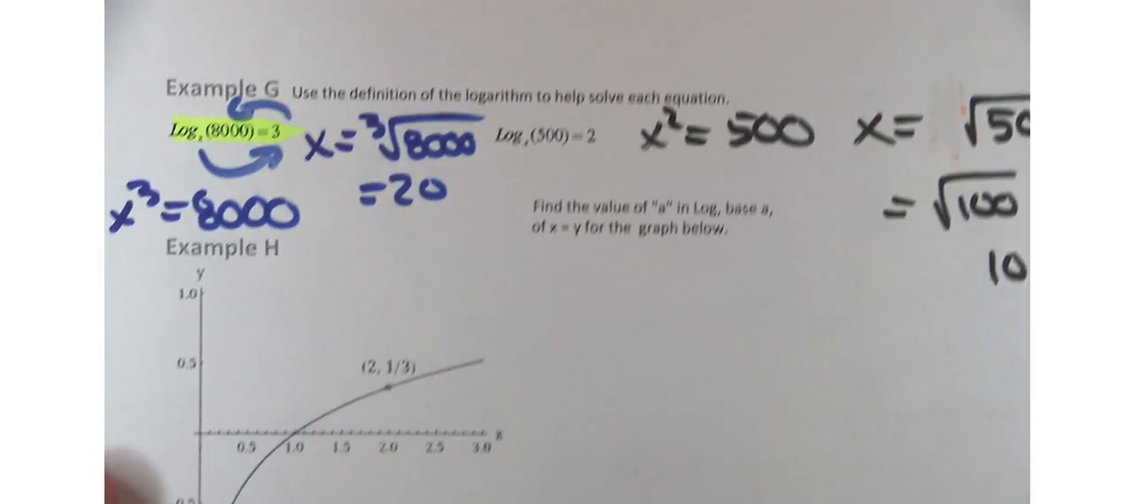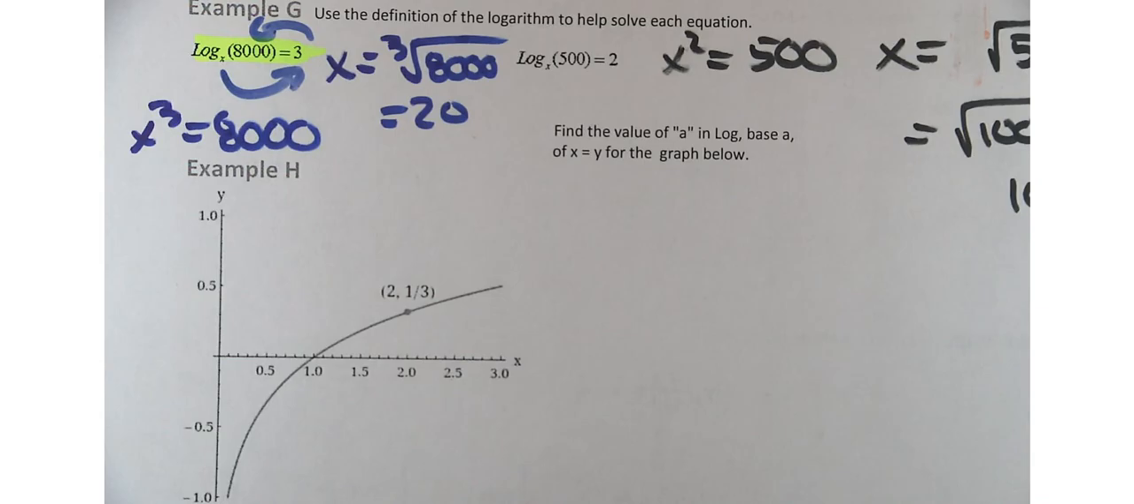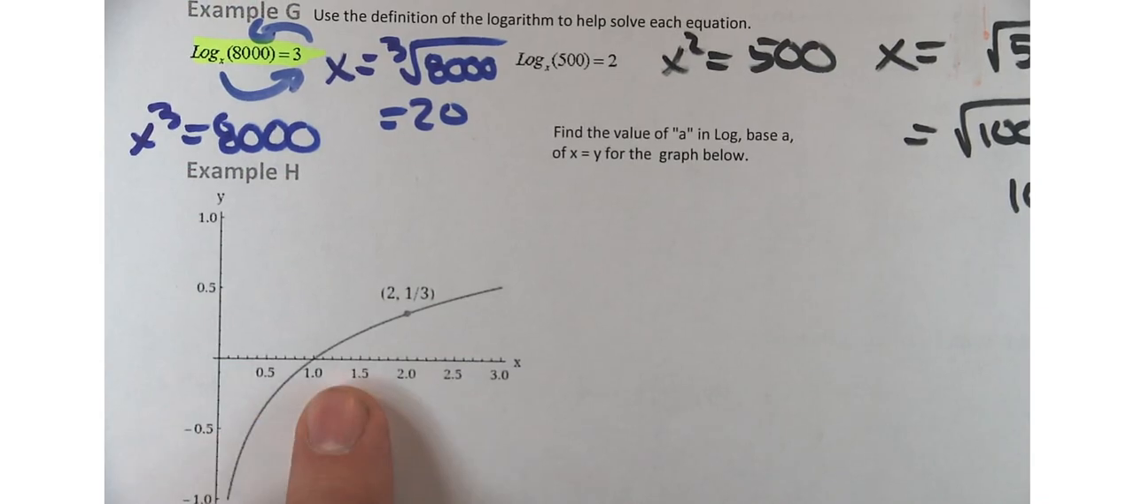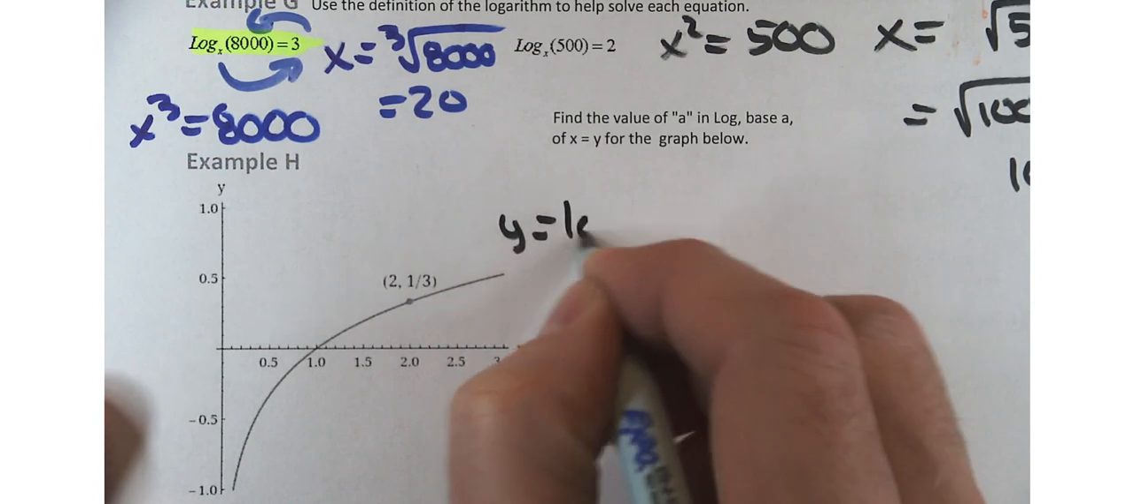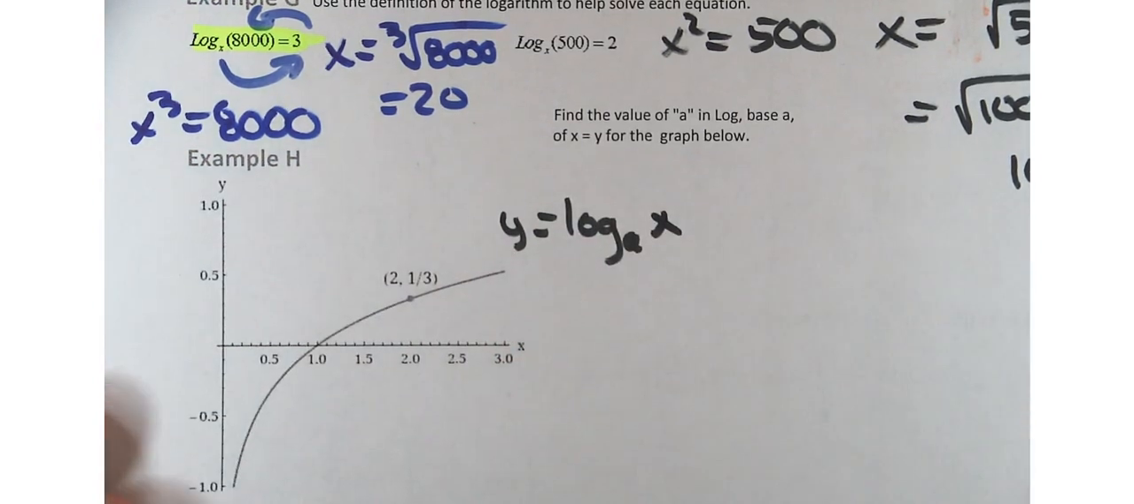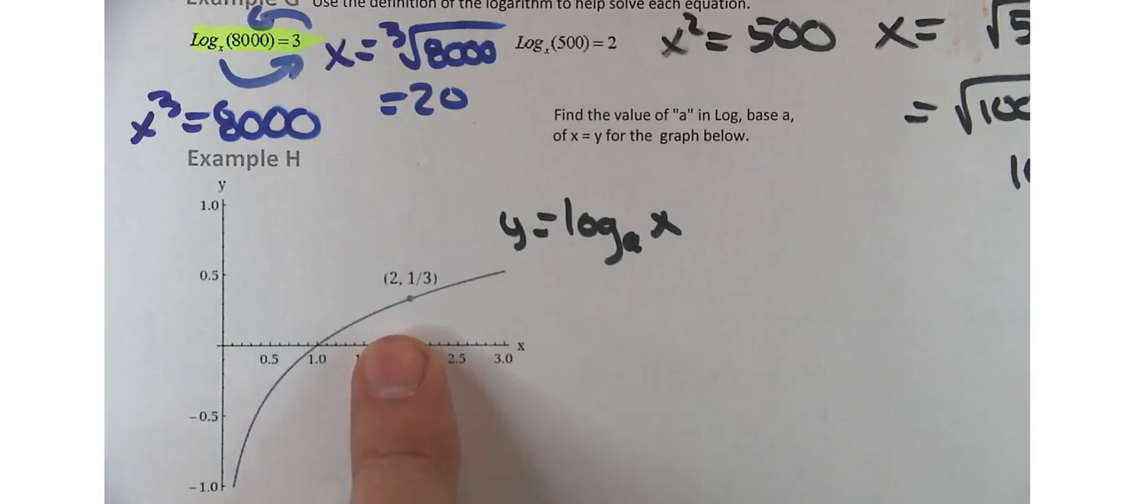But let's look at a couple more examples to finish this thing off. This one's example H. This one is in your homeworks. So this is the graph of y equals log base a of x. But we don't know what base it is. So the question is, what's the base? What base would make this graph pass through this point? That's a good question. What would you do?